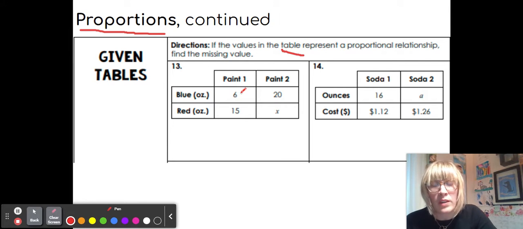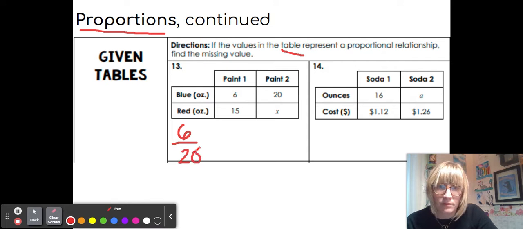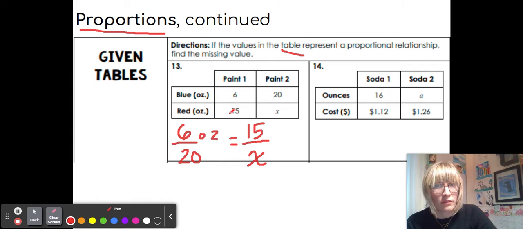So we can say, all right, if we know these are proportional in terms of the blue paint to the red paint, we know that we have 6 ounces of the blue in paint 1 versus 20 ounces of the blue in paint 2, which is equivalent to 15 ounces in the red paint 1 to a mystery of the red ounces in paint 2.